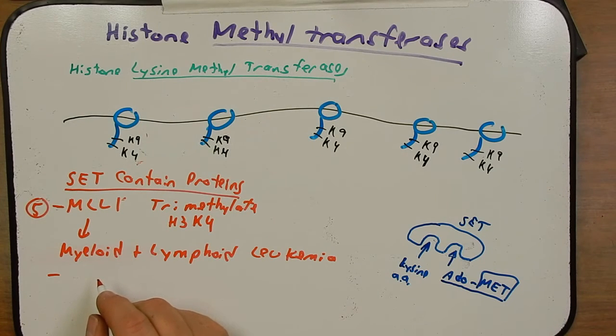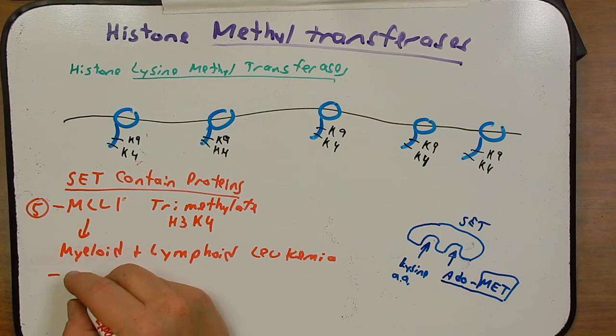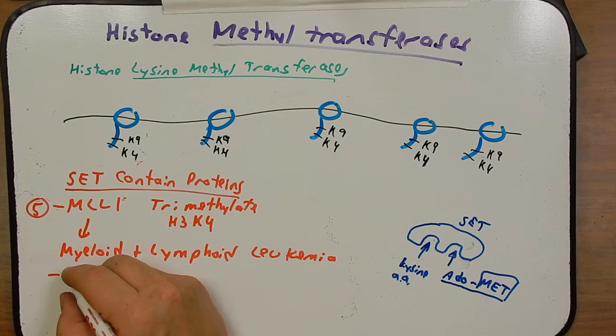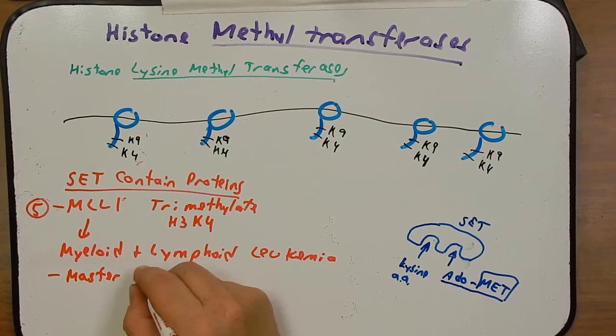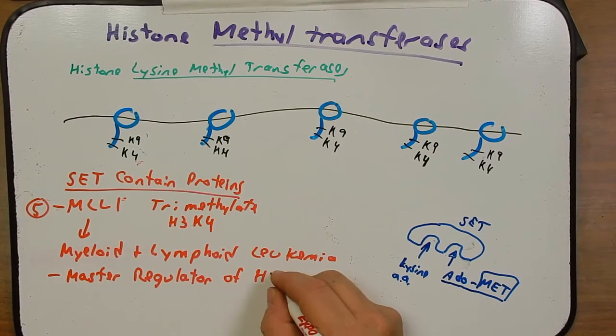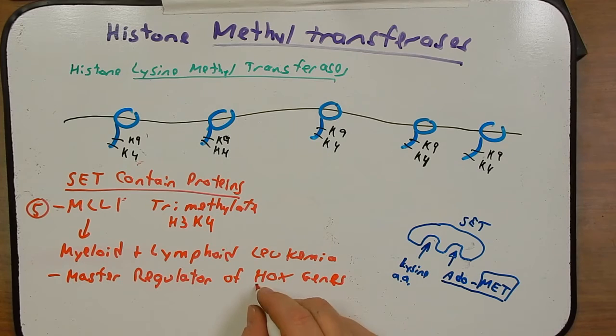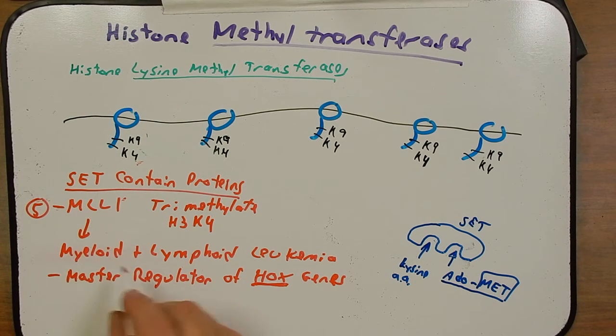In fact, it's one of the very early genes that's necessary for embryonic development because it's a master regulator of Hox genes. If you haven't read about Hox genes, you should. These are a really fascinating set of genes that are important in setting up the body pattern of various organisms. But MLL1 is the one gene that helps regulate these sets of transcription factors, these Hox genes.